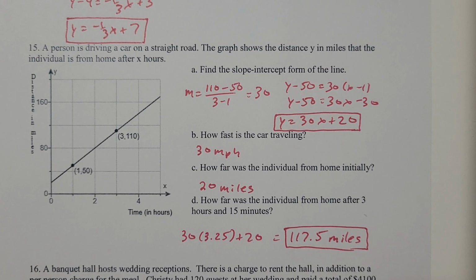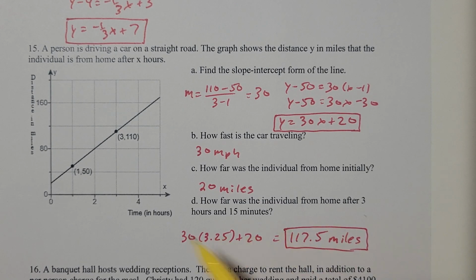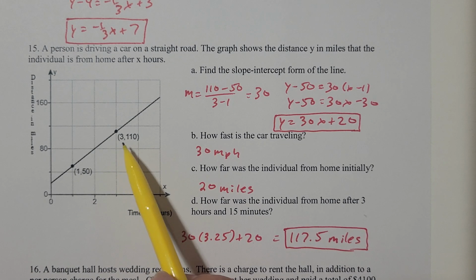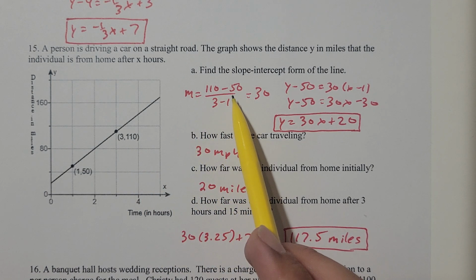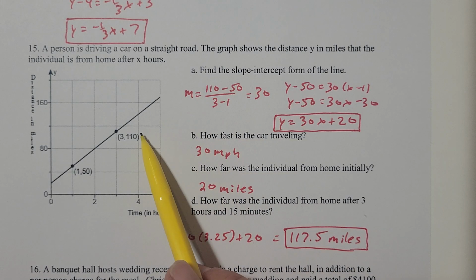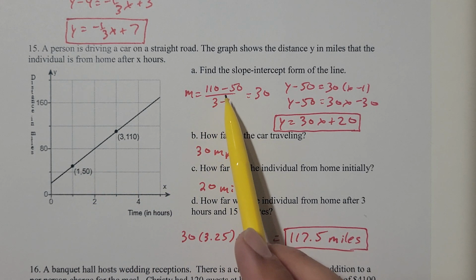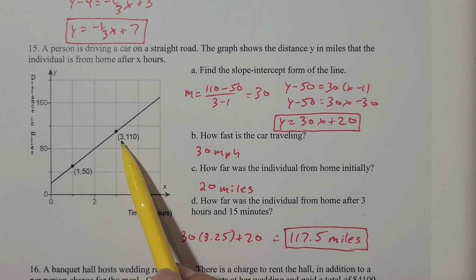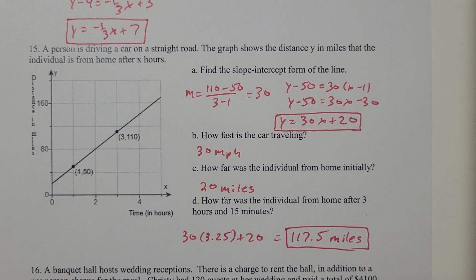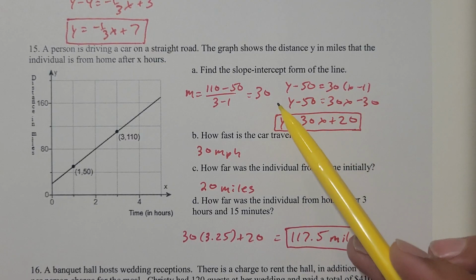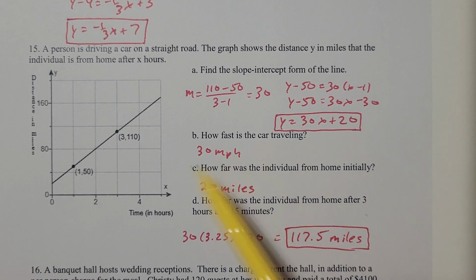Well, the first thing I have to know is the slope. I've got 2 points on this line, and the slope is the change in y over the change in x. So x1 is 1, y1 is 50, x2 is 3, y2 is 110. When I plug in these numbers, I get y2 minus y1 over x2 minus x1. That's 110 minus 50 divided by 3 minus 1. 3 minus 1 is 2, 110 minus 50 is 60, and 60 divided by 2 is 30. So the slope of this line is 30.